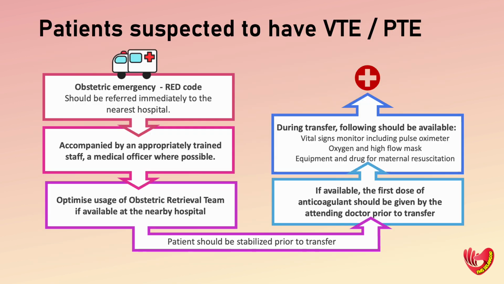Any pregnant or postpartum patients who are suspected to have VTE or pulmonary embolism should be coded red and referred immediately to the nearest hospital. Remember, this is an obstetric emergency. They should be sent to the nearest hospital accompanied by an appropriately trained staff. This should be a medical officer where possible. If an obstetric retrieval team is available at a nearby hospital, this retrieval team should be utilized.